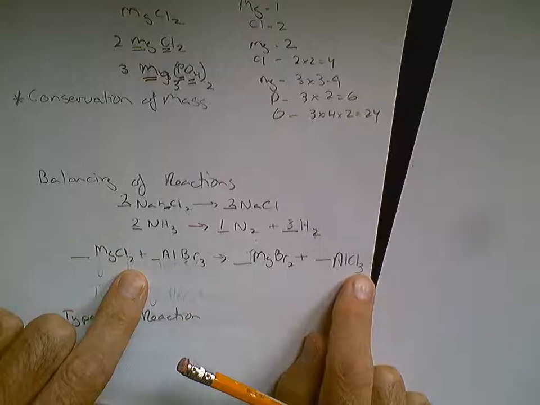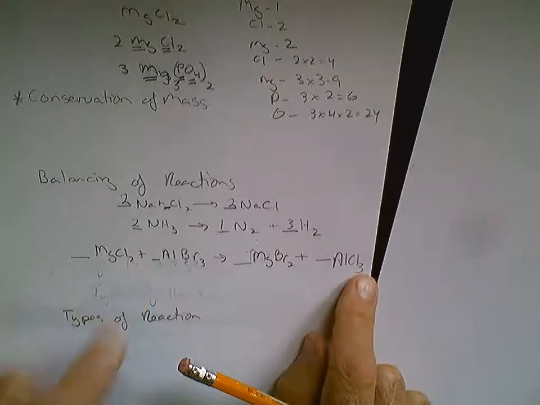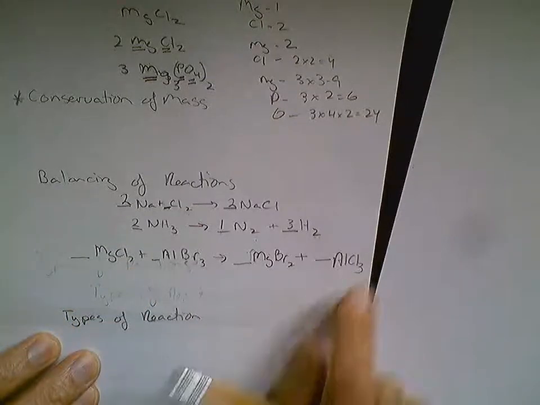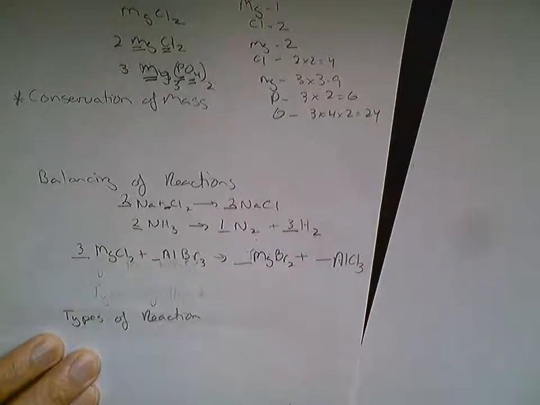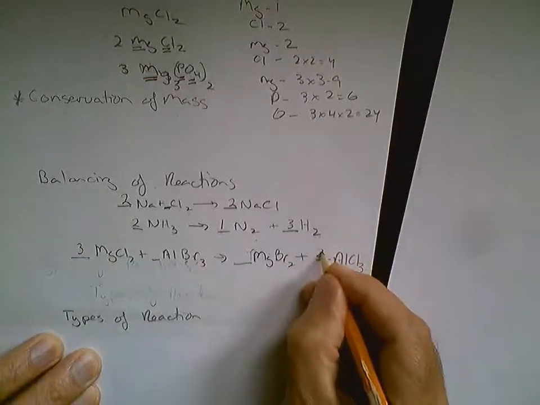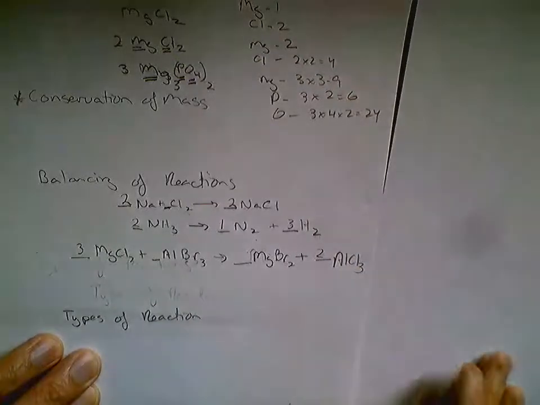I've got a 3 and I've got a 2. 3 times 2 is 6, so I need my chlorines to multiply out to 6. I'll put a 3 here. 3 times 2 is 6. I'll put a 2 here. 2 times 3 is 6.